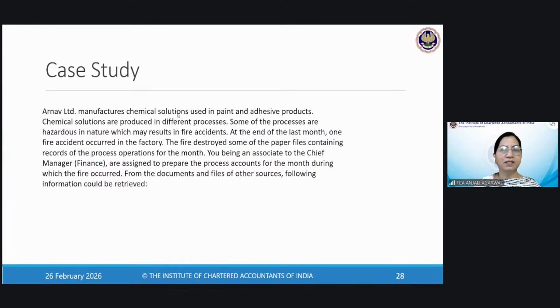Arnav Limited manufactures chemical solutions used in paint and adhesive products. These are produced in different processes. Some processes are hazardous in nature, which can result in fire accidents. At the end of last month, one fire accident occurred in the factory, and this fire destroyed some of the paper files containing records of the process operations for the month. You are the chief asset manager, finance, and you are assigned to prepare the process accounts for the month during which the fire occurred. From the documents and files of other sources, this information could be retrieved.